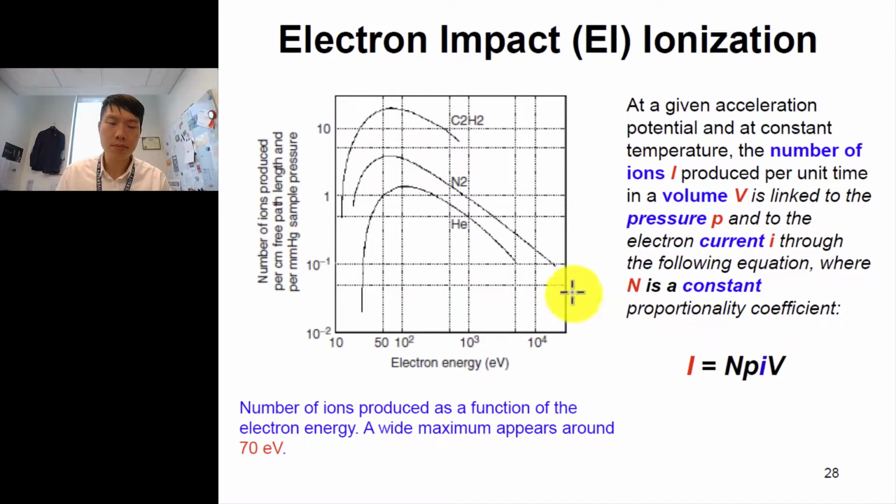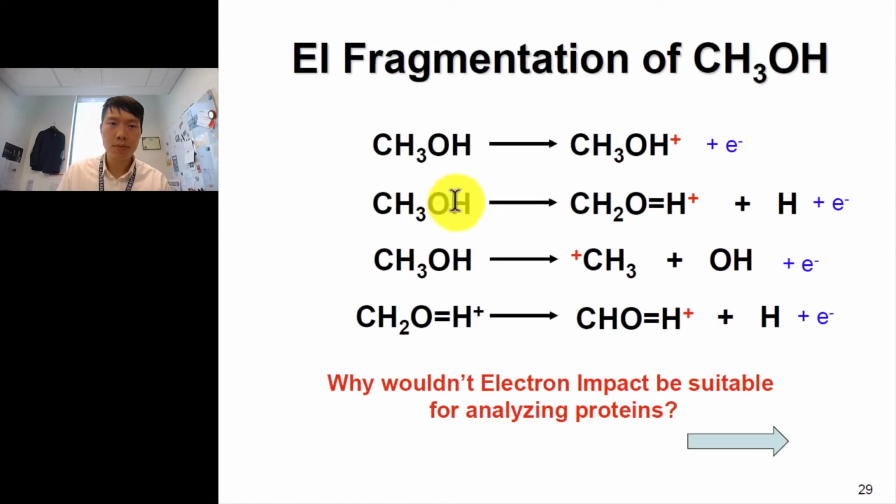multiplied by the current in the system. So you see here, at about 70 electron volts, a Y maximum appearing around here. So you always peak at this, for the three graphs.